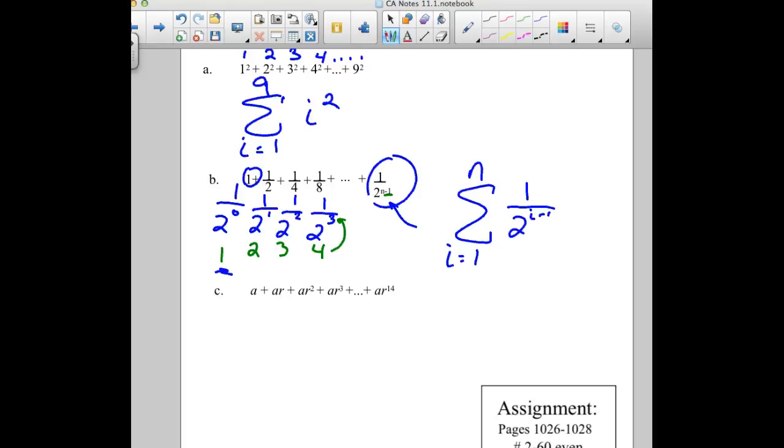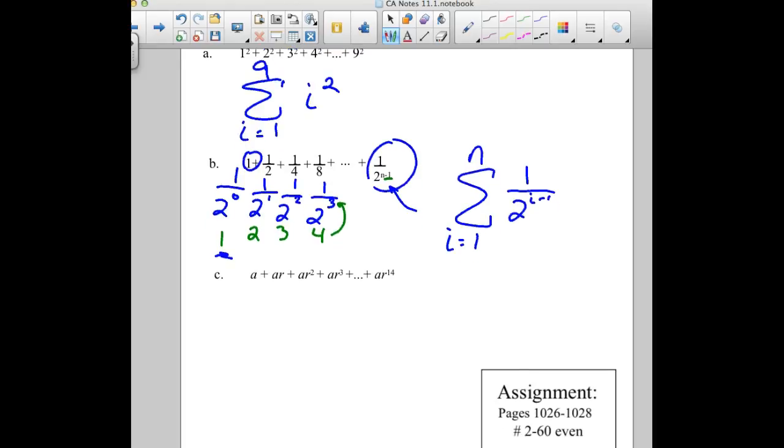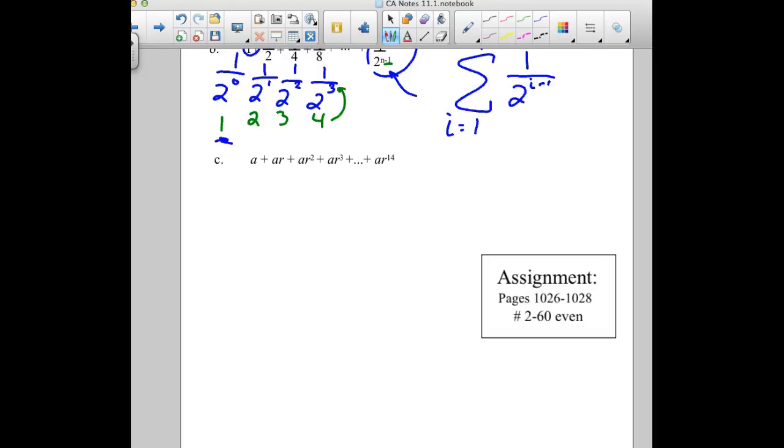All right, last one. We have a plus a times r plus a times r squared plus a times r cubed. What would be the power of r in the very first one? Yeah, I can write this as a times r to the 0. R to the 0 is just a 1. It's going to turn into this a that they gave me. But it's going to allow me to see my pattern.